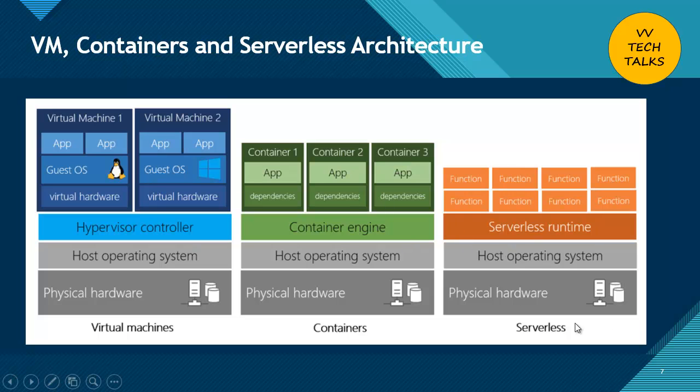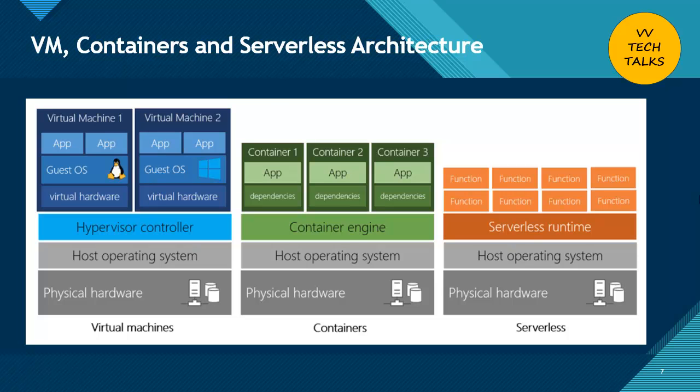And the last diagram is for the serverless model, where we have physical hardware, the host operating system on top of that, and a serverless runtime environment. Our application is broken down into a number of functions, and we only need to pay for a function during its execution time. Whenever the function is invoked, we only pay for that particular function for its execution time. This is the best cost saving mechanism if our application can be broken down into several functions.